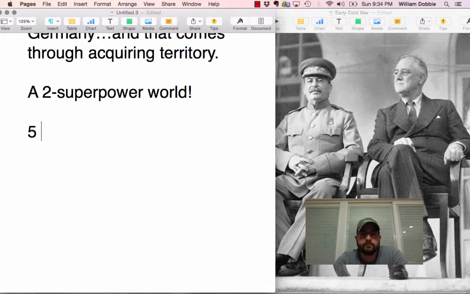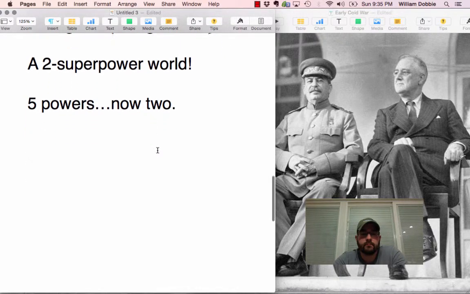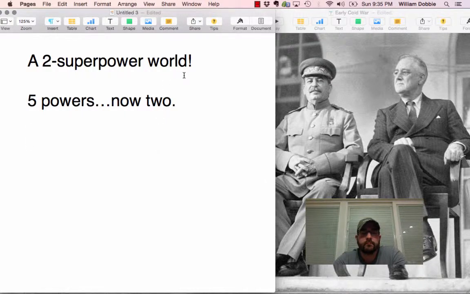Britain, at the end of World War II, is broke, and their empire is crumbling. India, for example, the crown jewel of the British Empire, will be granted its independence in 1947. Britain just can't hold on to it anymore. France, crippled by World War II, certainly, and their empire is also in danger of crumbling.